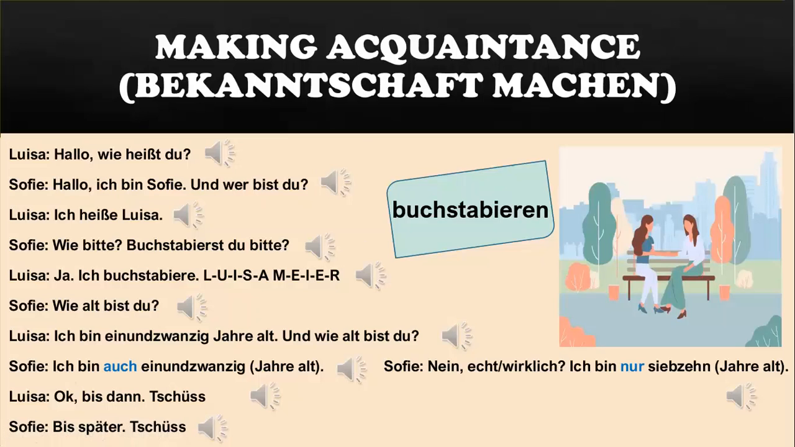The new verb for you in this part of the tutorial is another regular verb, buchstabieren. Buchstabieren is conjugated like the previous regular verbs that I've shown you in the tutorials. And buchstabieren means to spell your name.